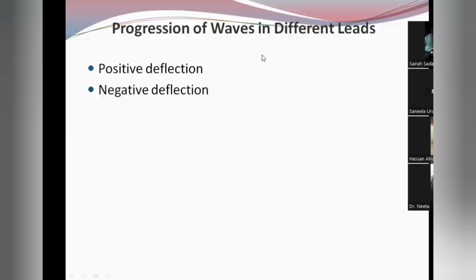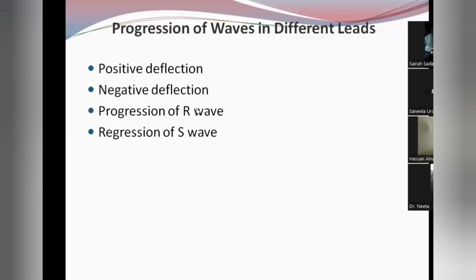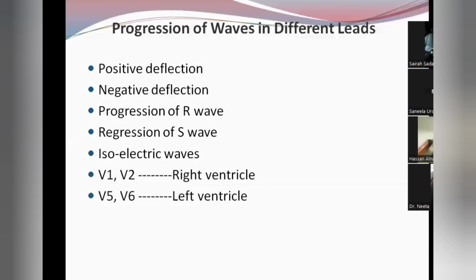Progression of waves in different leads. Okay, what is the progression? It means that there may be positive deflection and there may be negative deflection. Then there is very important, the progression of R wave and then regression of S wave. There are some isoelectric waves. Okay, what are these? I will tell you.